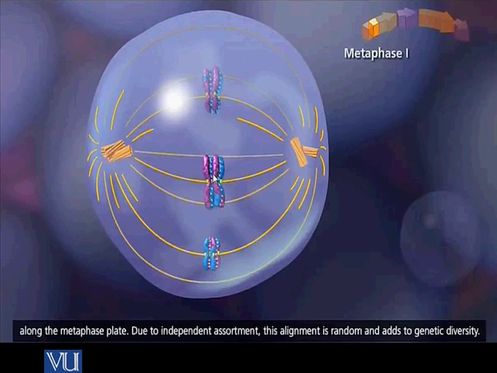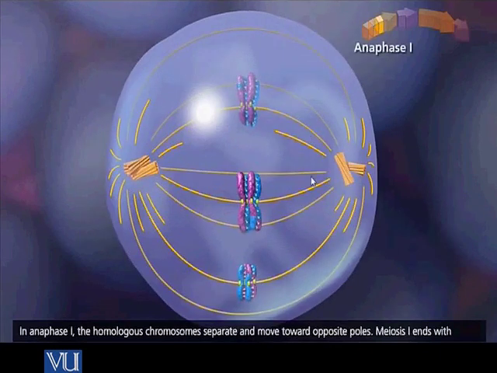For example, if this is chromosome 1, this is 2 and this is 3, the red chromosome can go with the blue chromosome up here or a blue chromosome here. Similarly, the red chromosome can go with two reds here, or this red chromosome can go with one blue and one red. This process is independent, and it is called independent assortment, and it results in genetic diversity.